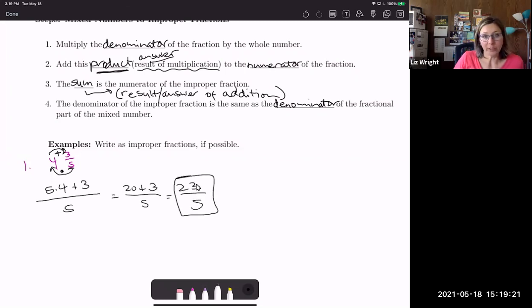And again, if you wanted to, you could always change this into decimal form and verify that you did this right. So you should end up with 4.6 when you're doing this division and putting it into decimal form, or you're going to get 23 over 5 as an improper fraction. All right, let's try another one.